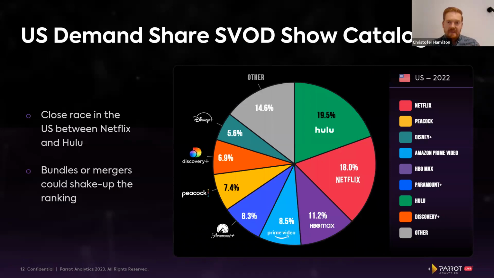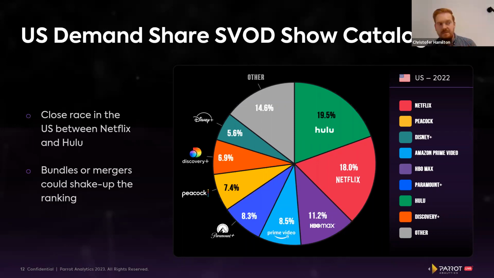And when we expand the scope of shows we look at like that, we can do an analysis like this. So what are we looking at here? This isn't just looking at these platforms' original series. It's looking at all shows available on these platforms in the US market in 2022. And that includes obviously original series, but it also includes any licensed shows they have, whether they're exclusive or not.